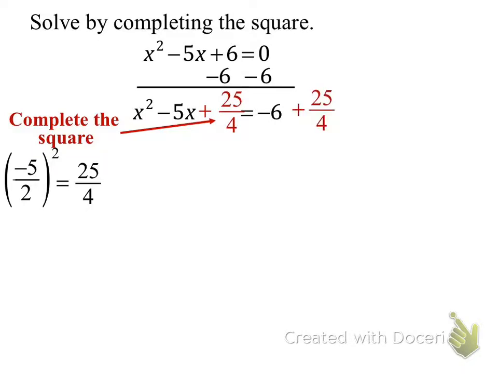Now, on the right side, we have to have a common denominator. What am I multiplying that 6 by? 4 over 4, not 4. Right? So we get negative 24 over 4, plus 25 over 4. I'm just going to keep simplifying that side. What does that simplify to? 1 over 4. You guys with me?